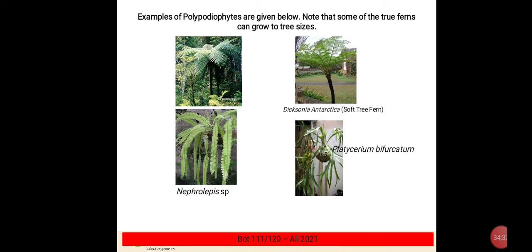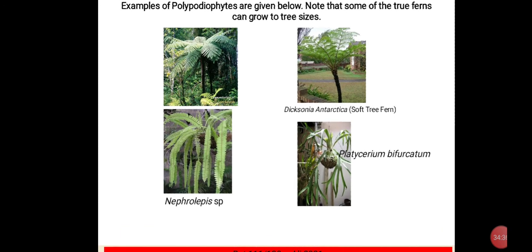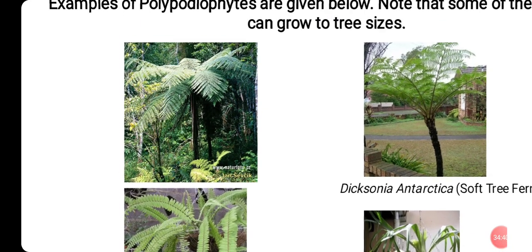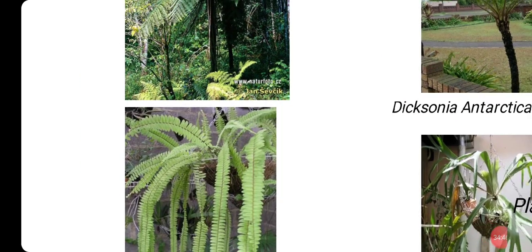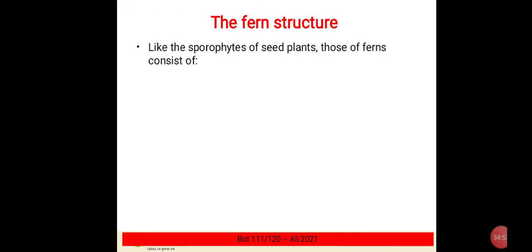And this is an example of Polypodiophyta. You can see it has true stems, true branches, also true leaves. And now underground, you cannot see the roots, but they are also present. Now, let's go to the other topic, the fern structure.